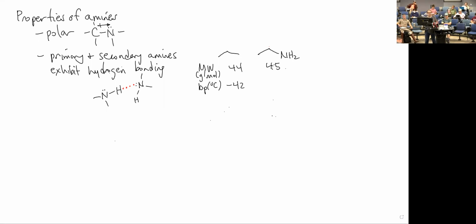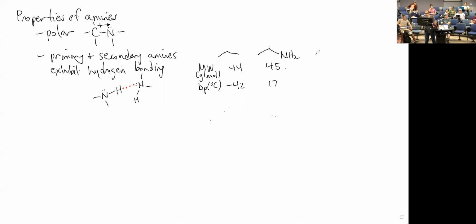This is to show that the effects that you're seeing don't come from just how heavy the molecule is. Something else must be happening. The boiling point of ethylamine is significantly higher. It's 17 degrees C, plus 17. So we've gone up, what? 60 degrees, something like that. And that effect is mostly because of hydrogen bonding, maybe a little bit because of polarity too.